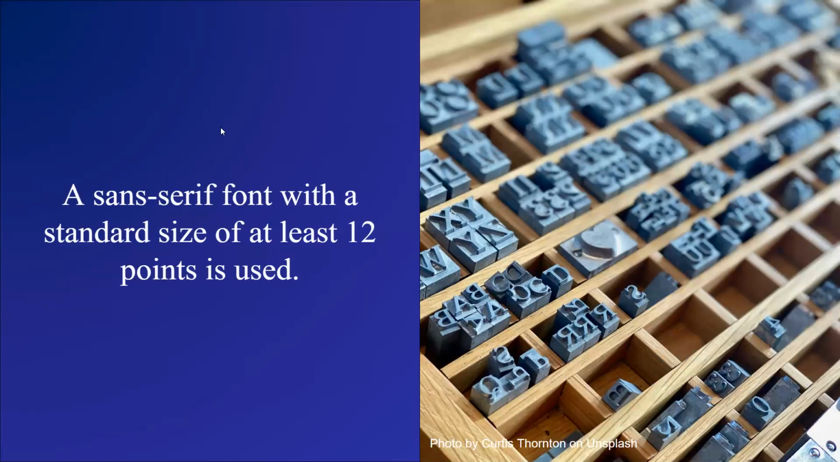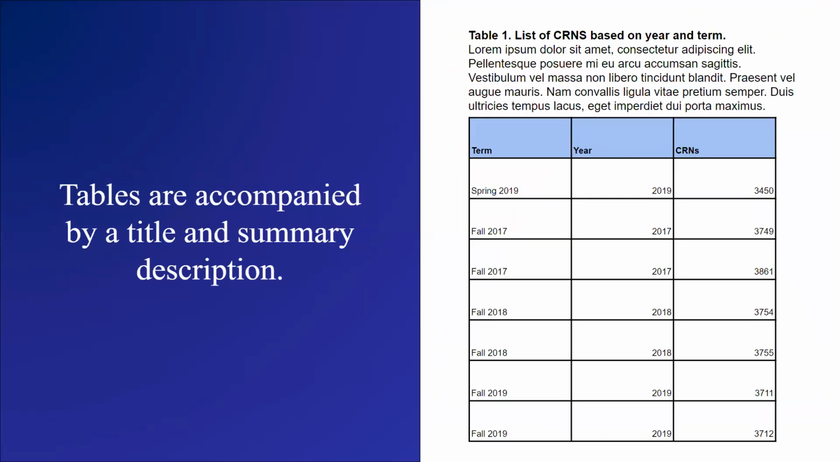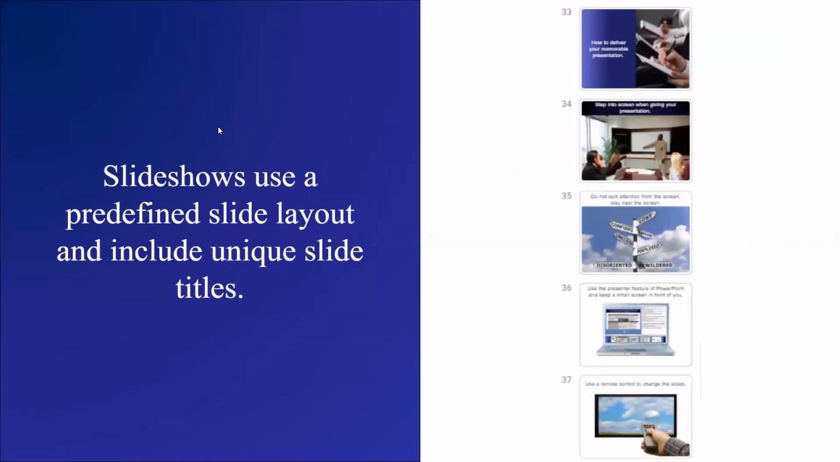Use your default fonts on your learning management system. 12 point you should be using. If you're building a slide deck, you shouldn't do anything less than 24. Lay things out linearly as opposed to using a table to control the display. Okay. Make sure tables have a title and a summary. Make sure that there are appropriate row and column headers.